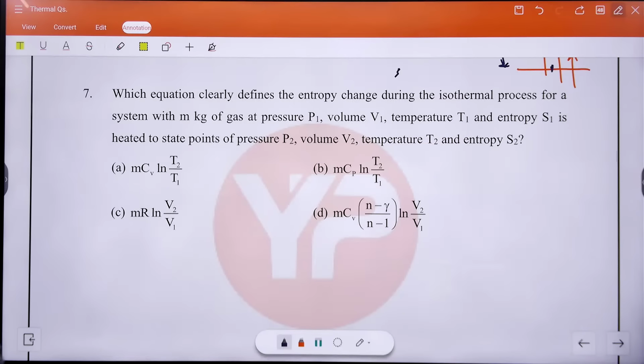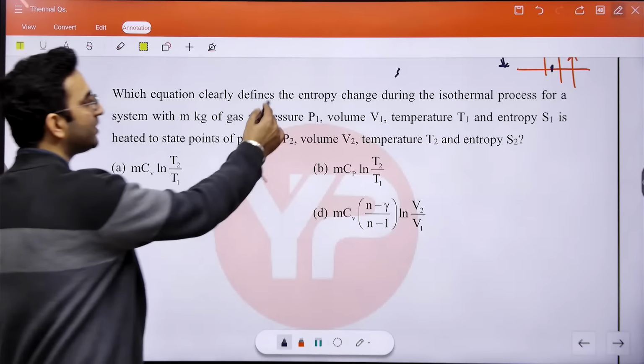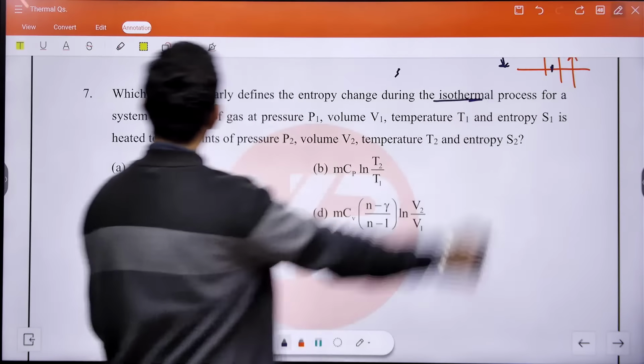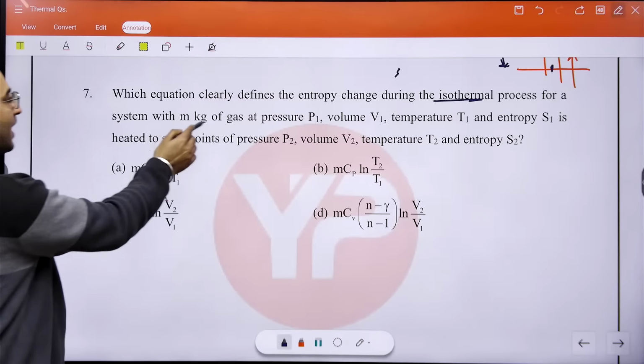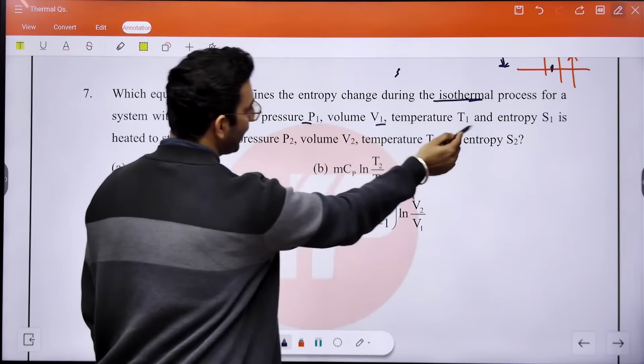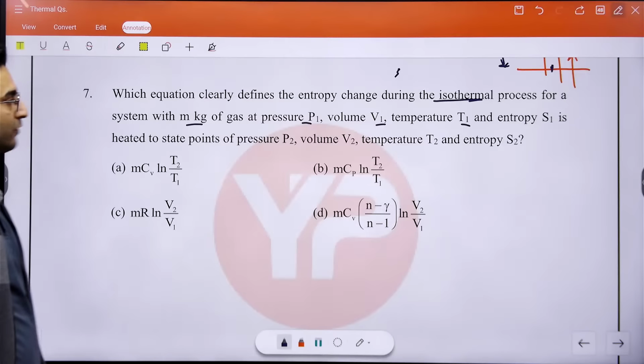Which equation clearly defines the entropy change during the isothermal process for a system with m kg of gas at a pressure of P1, volume V1, temperature T1, and entropy S1?